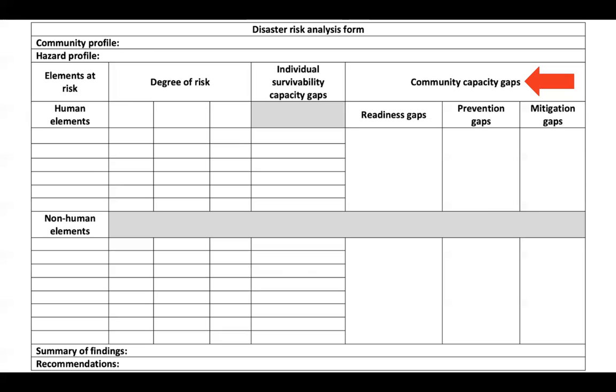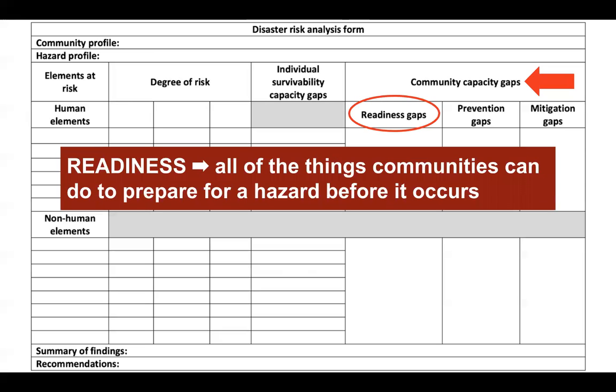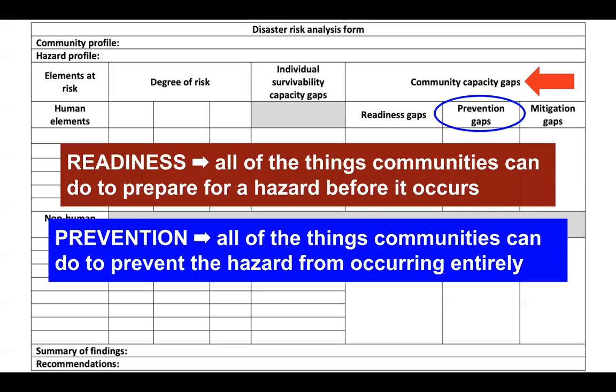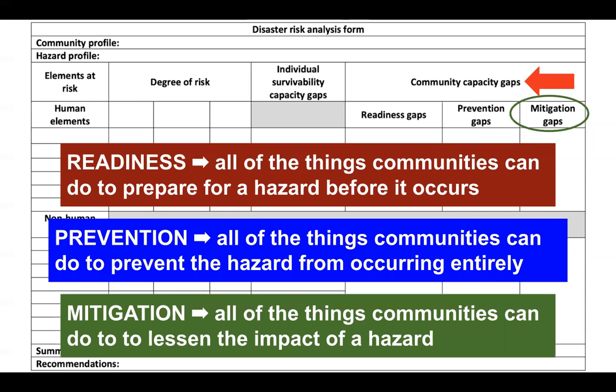To recap these terms, readiness refers to all of the things communities can do to prepare for a hazard before it occurs, such as planning, training, or ensuring infrastructure like early warning systems are in place and operational. Prevention activities look at the root causes of a hazard and aim to prevent the hazard from occurring entirely. This may not apply in the case of something we can't prevent like a hurricane, but human-caused hazards like fires can be prevented in certain ways that I'll get into in just a bit. And mitigation refers to activities that seek to lessen the impact of a hazard that can't otherwise be avoided.